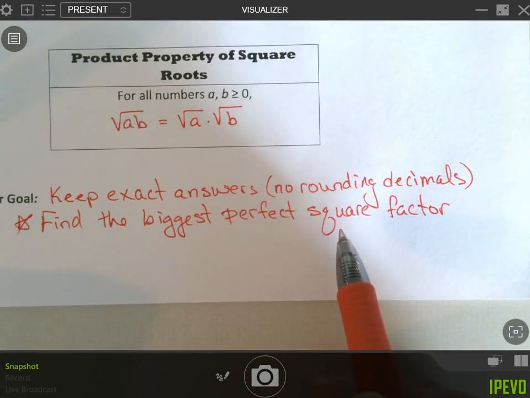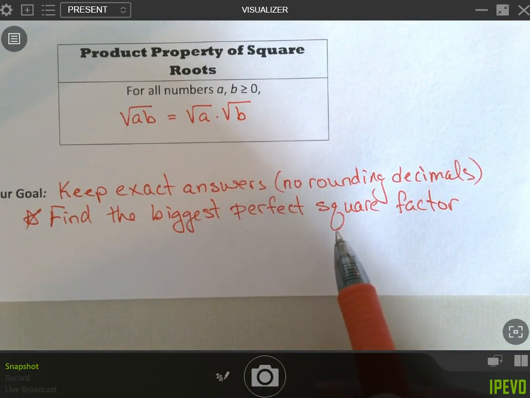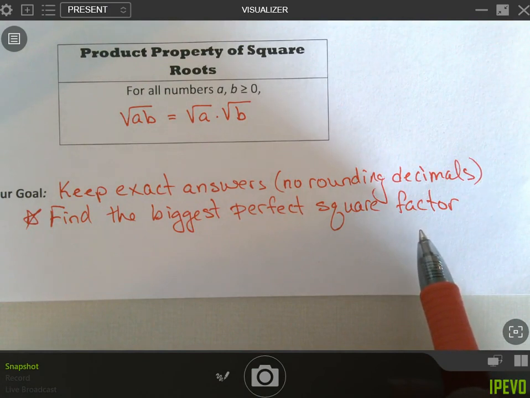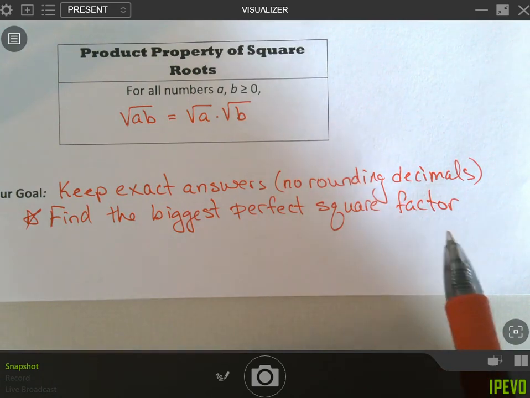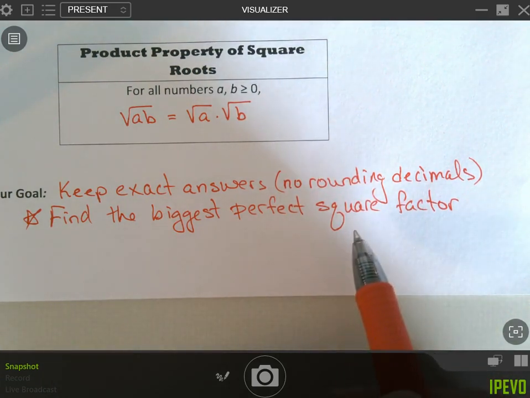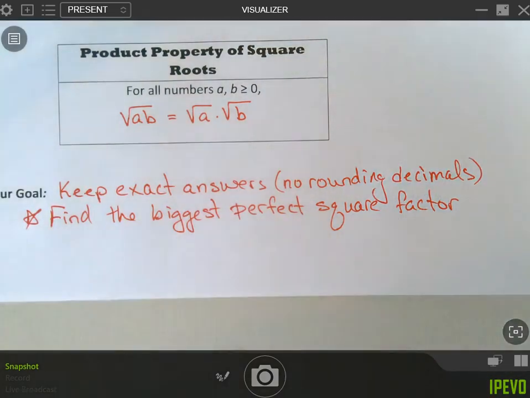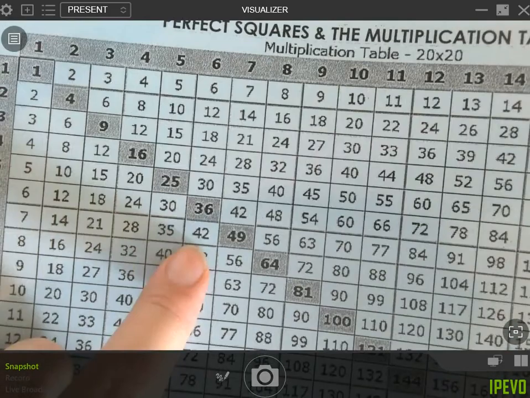A perfect square is a number times itself gives us a perfect square, something we can take the square root of and get a whole number. A factor is a number that divides into something. What are the factors of 6? 2 times 3. So our goal is to find the biggest perfect square that we can divide into the number, and that's why I gave you guys this list, because then we can focus on these numbers.